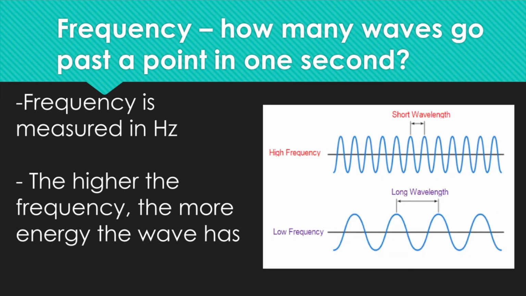In the images to the right, the one at the top has a higher frequency and a shorter wavelength. The one at the bottom has a lower frequency and a longer wavelength. As frequency increases, wavelength decreases. As frequency decreases, wavelength increases. So they have what we call an inverse relationship.